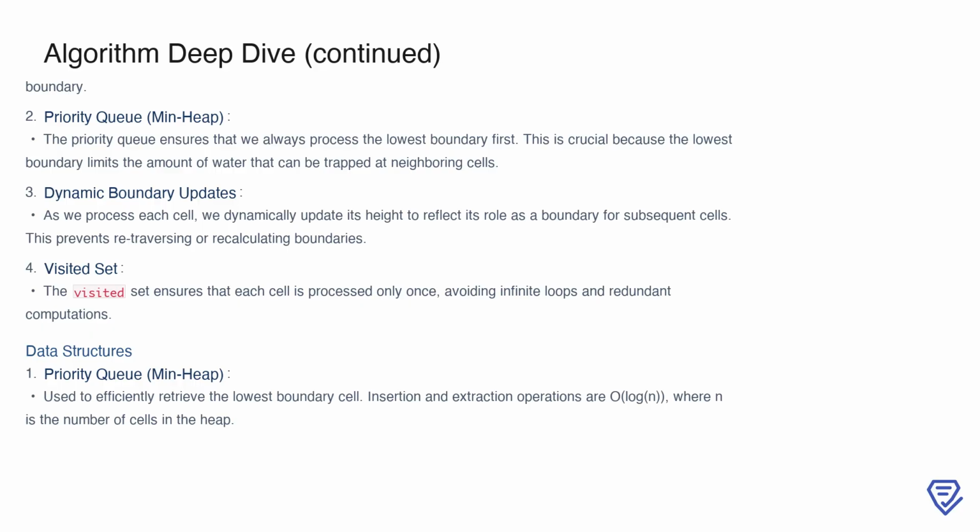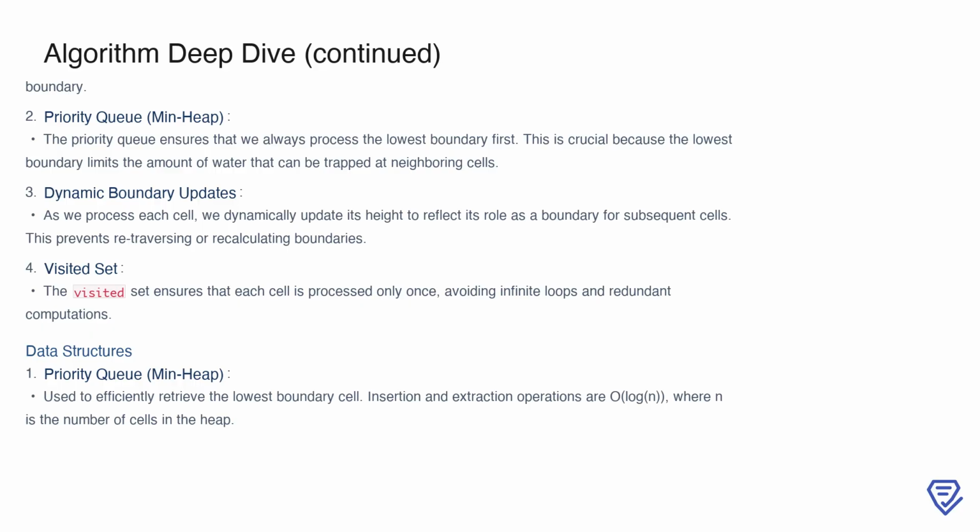At the core of this approach is the idea of using a boundary-first search, which ensures that the trapping potential for every inner cell is dictated by the lowest surrounding boundary. This prevents overestimating the trapped water since the capacity of each cell depends on the heights of its neighbors. The priority queue plays a vital role here by guaranteeing that we always process the lowest boundary first, which is critical because the lowest boundary limits how much water can be trapped in the surrounding cells.